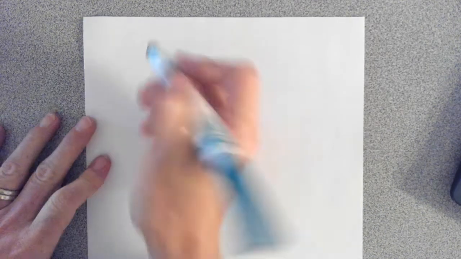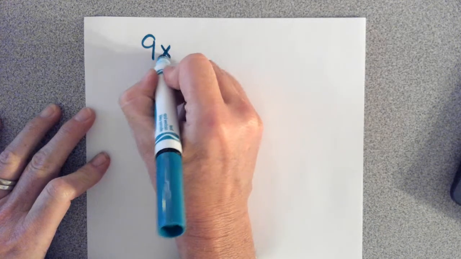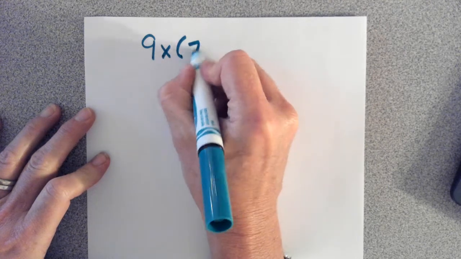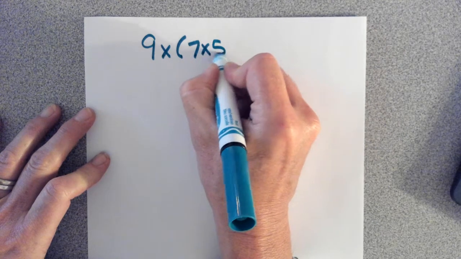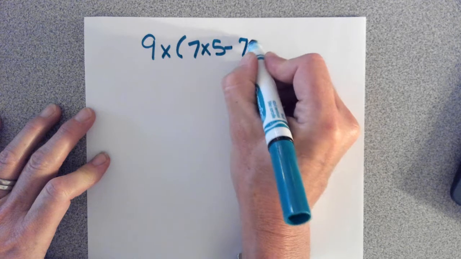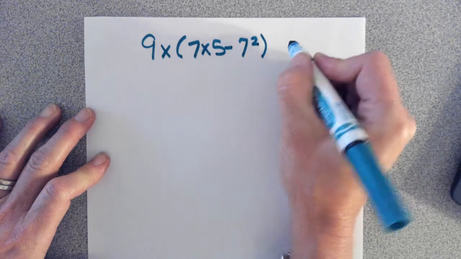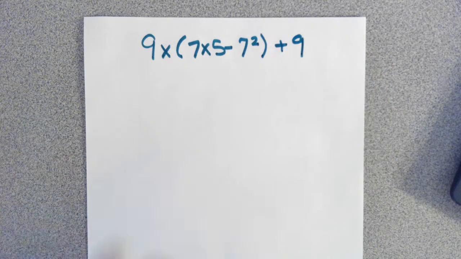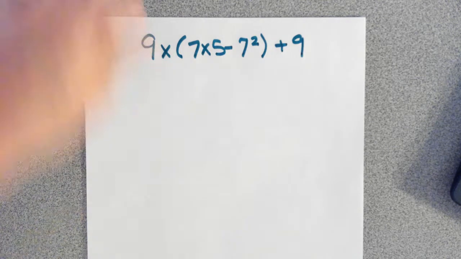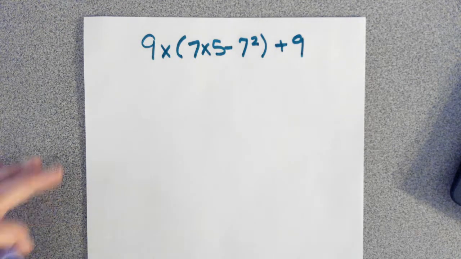Hello students, here's another problem we can attack with order of operations. Let's say I've got 9 times, parentheses, 7 times 5 minus 7 to the power of 2, parentheses, plus 9. First thing you want to do is make sure you get the correct order of operations.